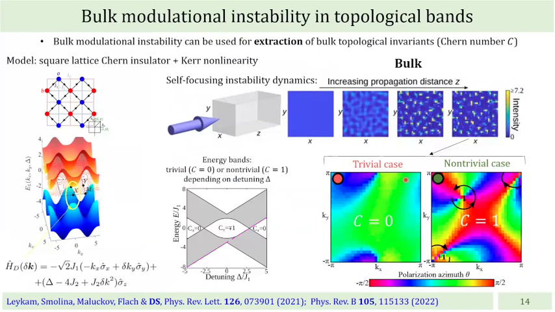However, we can gain some positive effect from nonlinear instability, and in some cases, bulk modulational instability can be used to extract topological invariants from polarization singularities, which are dynamically formed as a result of instability from uniform steady states.